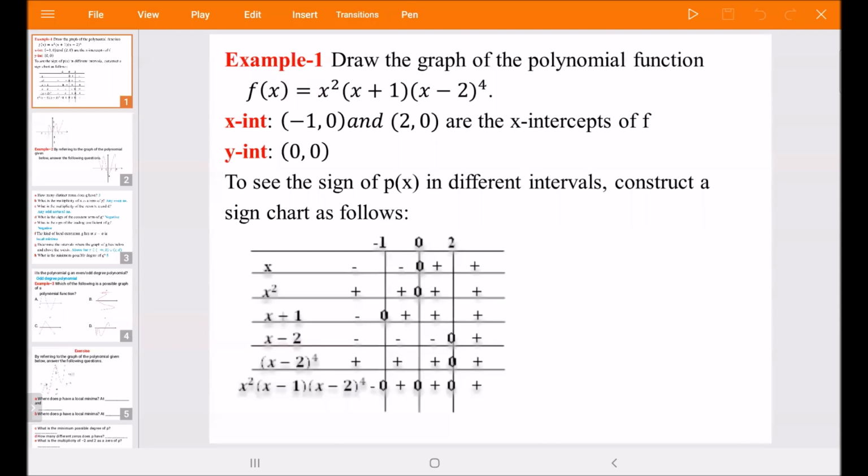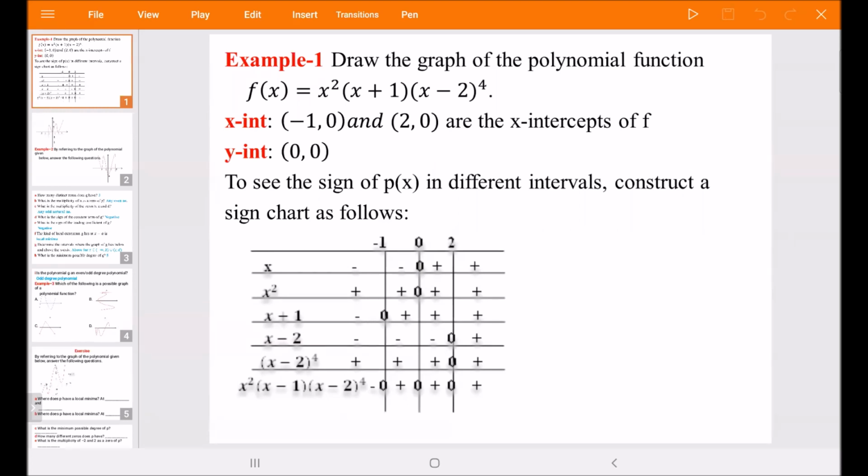The first example is: draw the graph of the polynomial function f of x is equal to x squared times (x plus 1) times (x minus 2). Actually, to sketch the graph of such a polynomial, it is simple because the polynomial is already given in its factorized form.